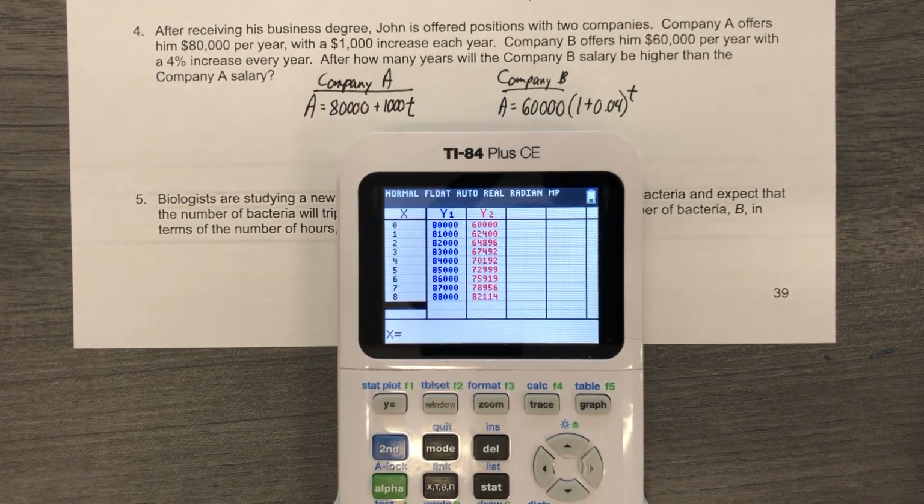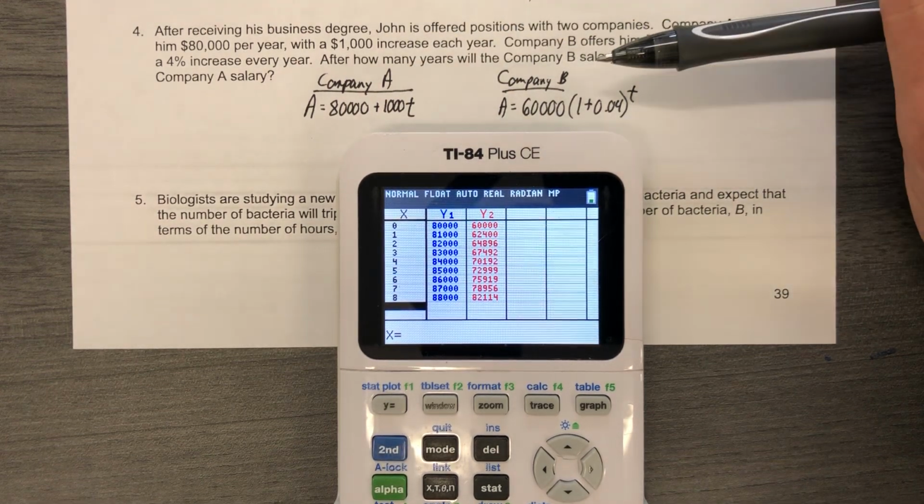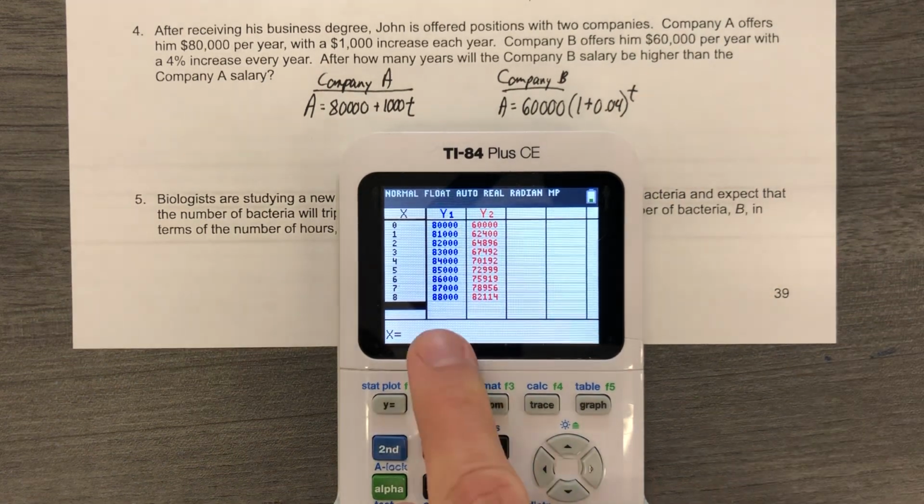All right, so John, if he's going to be short term with any company, he should be with Company A. But long term, he should be with Company B. But after what time? Like, he needs to look ahead. Now they're really gaining on each other.